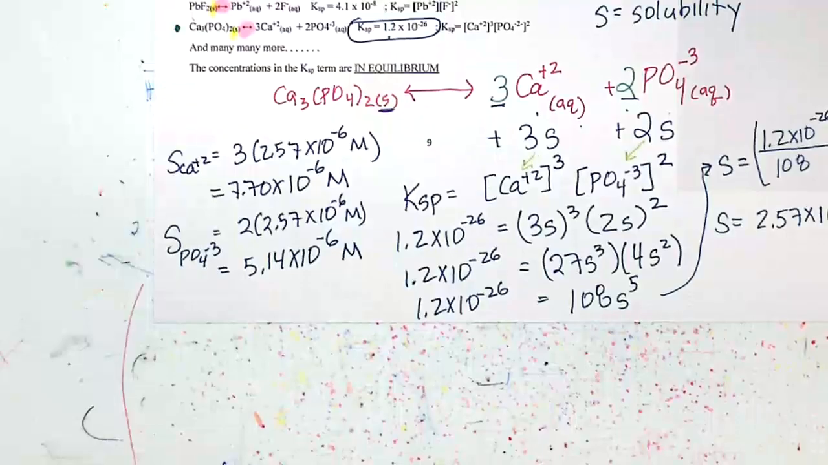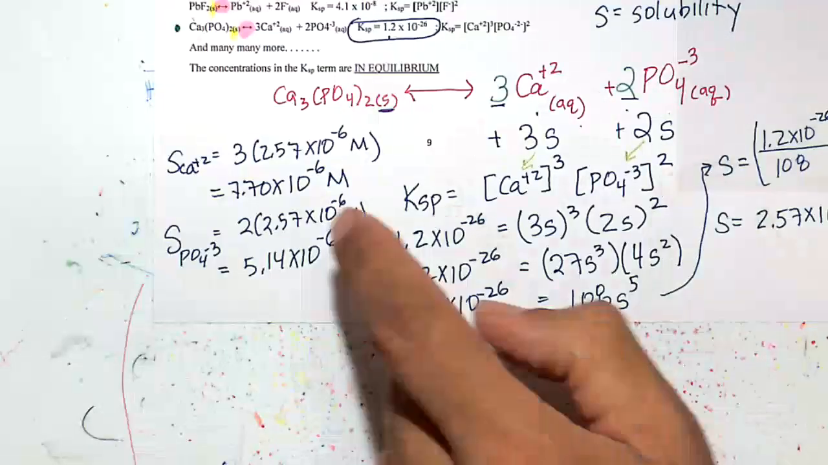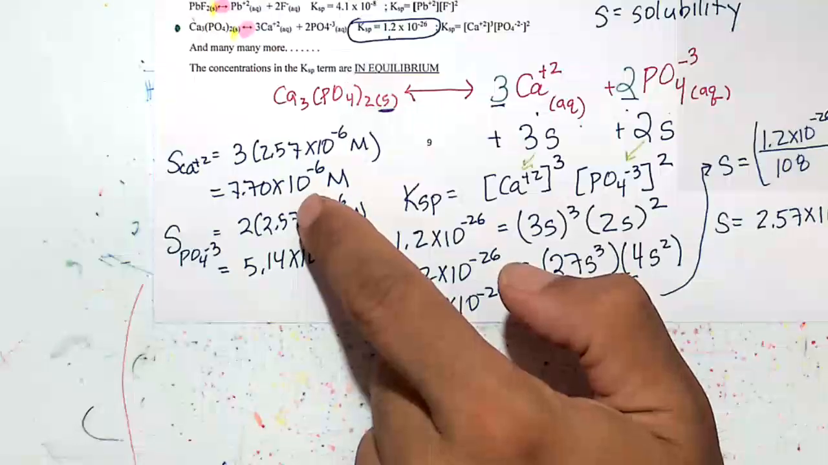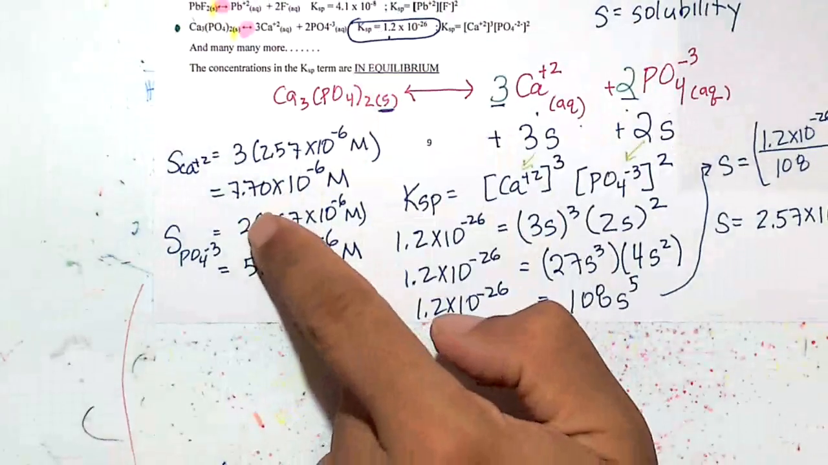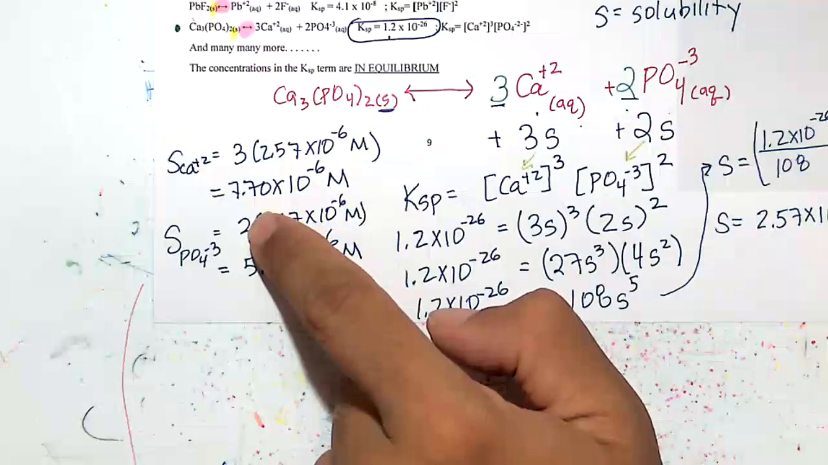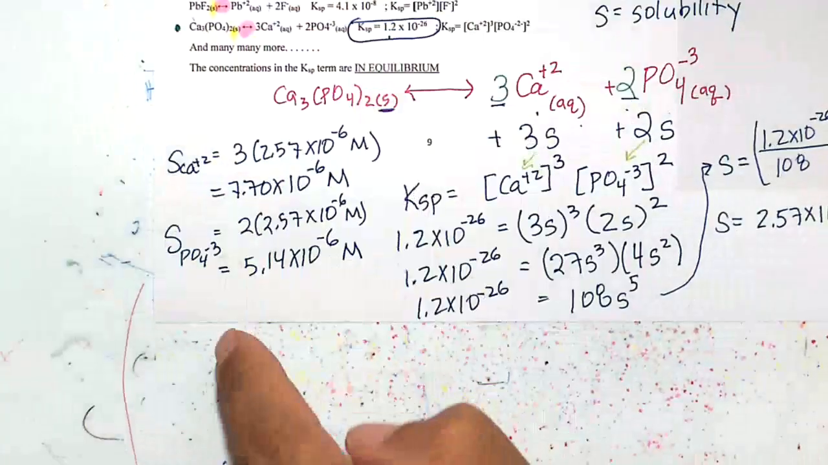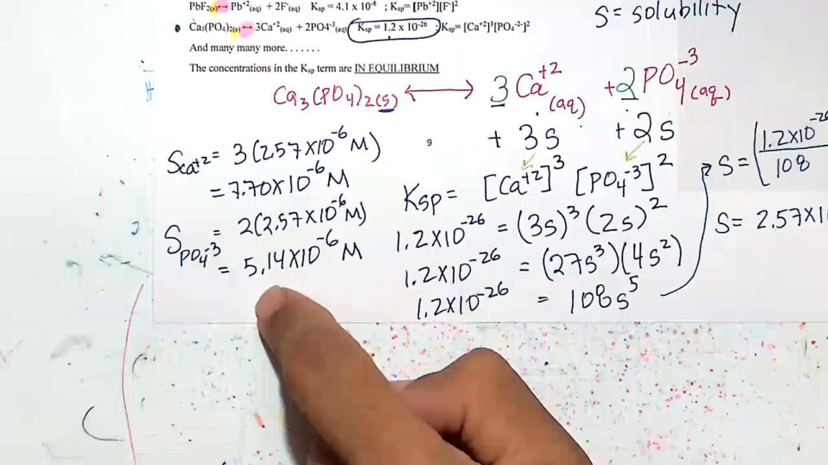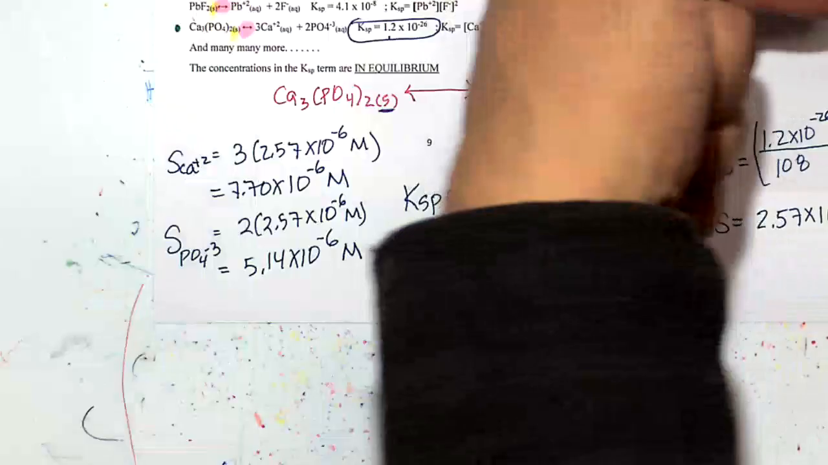So let's say we have a beaker of calcium phosphate, and it's a big white solid. You take that solid calcium phosphate and you put it in 1 liter of water. In that 1 liter of water, some of it will go back to give you 7.7 times 10 to the minus 6 molar. This is dissolved in water. Some of this solid will go back and give you 5.14 times 10 to the minus 6. This is what gets dissolved in water. This is how much goes back.